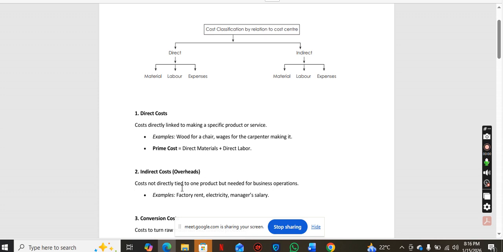Here are some examples of indirect costs or overheads. Whenever you hear overheads, just remember these are indirect costs. Factory rent, electricity, the manager's salary. Those are the indirect costs. They cannot be easily traced to the finished product, but they're part of the business operations.